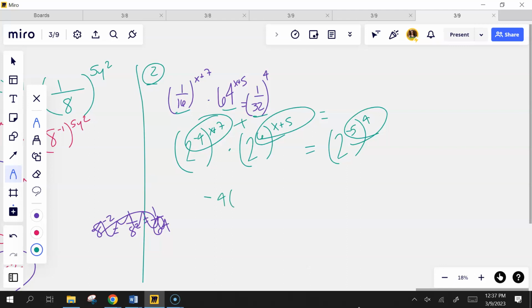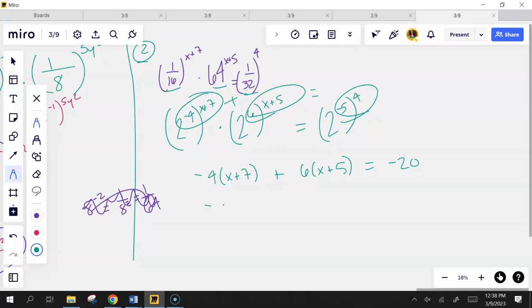So negative 4 times x plus 7 plus 6 times x plus 5 equals negative 12. So negative 4x minus 28 plus 6x plus 30 equals negative 20. Easy peasy?